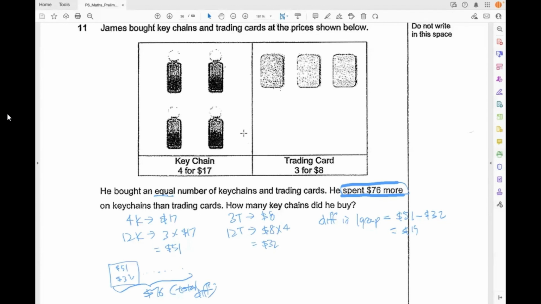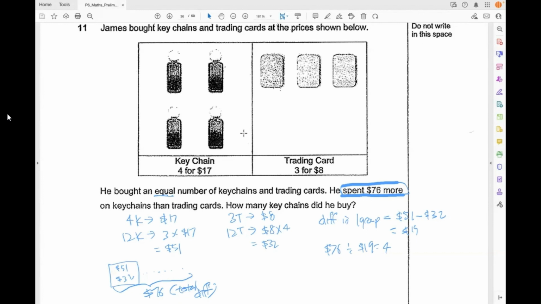So obviously James bought many groups like this, and the total difference adds up to $76. Many groups, the difference in every group adds up, gives you a total difference of 76. So if I use 76 divided by the difference in one group, I get 4. And 4 represents the number of groups James bought. Okay, number of groups like this.